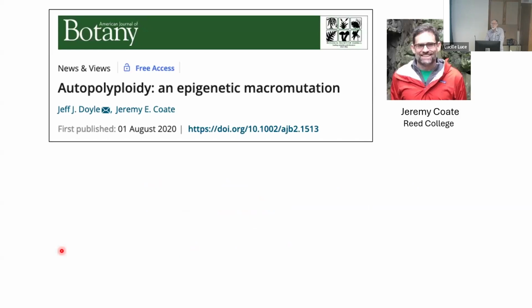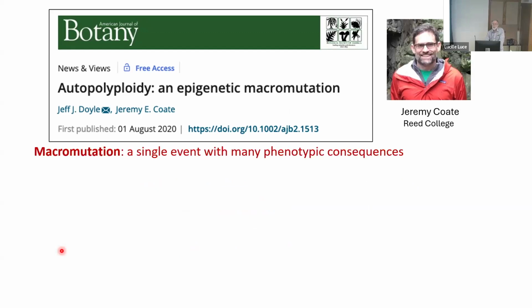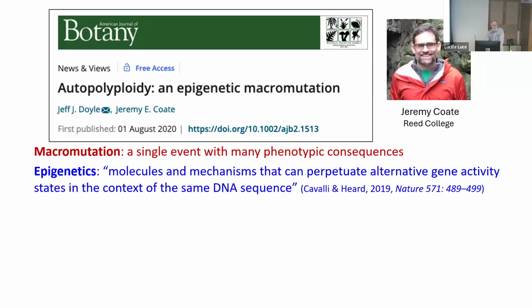Jeremy Coate, who was a student here many years ago, has been one of my top collaborators for years now. And I wrote this paper, a little essay really, on autopolyploidy as an epigenetic macromutation. So a macromutation is a single event, polyploidy in this case, with many different phenotypic consequences. So it qualifies there. And epigenetics are molecules and mechanisms that can perpetuate alternative gene activity states in the context of the same DNA sequence. So this is one of many definitions of epigenetics, but it's one that suits my purposes, so I grabbed it.